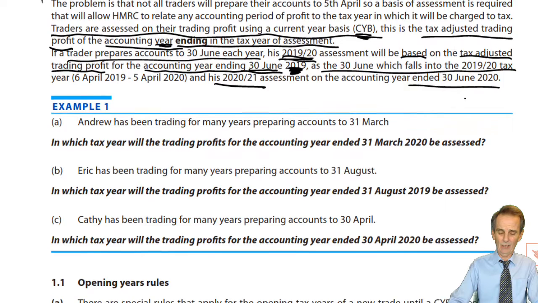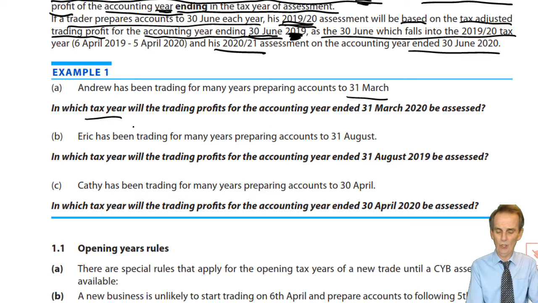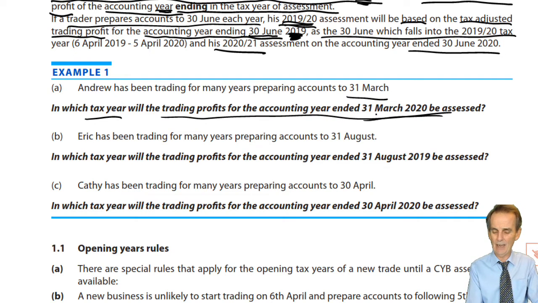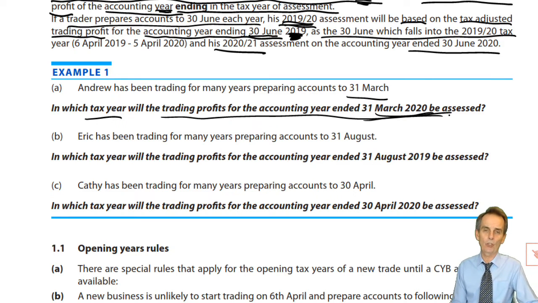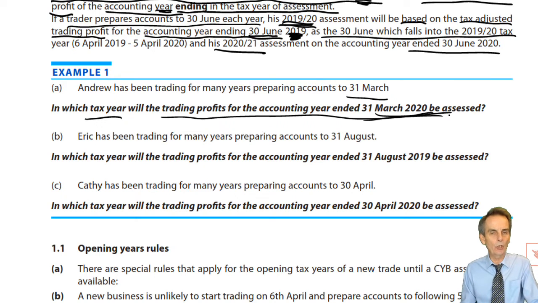Just to make sure you have understood that, by the way, a quick little example for us to, again, hopefully very quickly work through here. Andrew prepares accounts to the 31st of March. Which tax year will we assess the trading profits of the accounting year end 31st of March 20? Now that's not quite the 5th of April, but it's as close to the end of the tax year using a normal month end that we can get. So 31st of March 20.